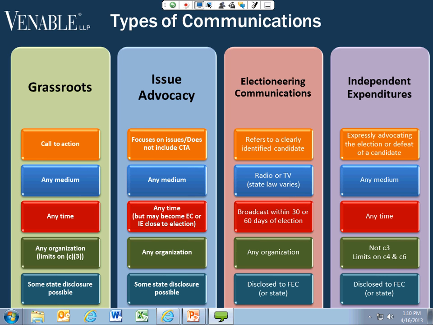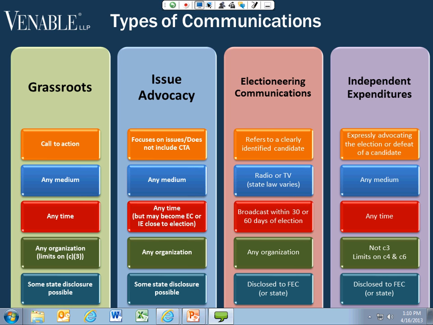So this is one of those areas where the tax code says one thing and the campaign finance law says quite another thing. You have to make sure you're dotting the I's and crossing the T's for both areas. And then the final category are the independent expenditures, which is a more explicit statement asking a person to vote for or against a candidate. And here, there is a restriction on 501c3s. You cannot engage in express advocacy or it would be considered intervening in an election. And C4s and C6s face limits on the amount that they can spend on independent expenditures.